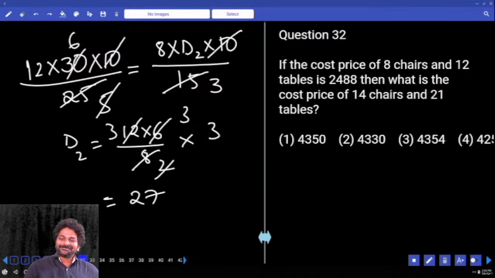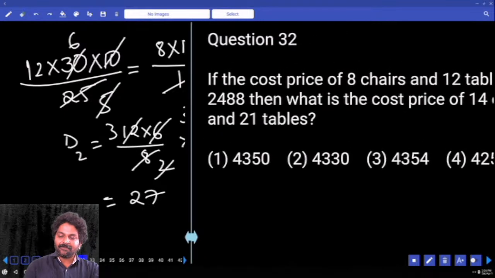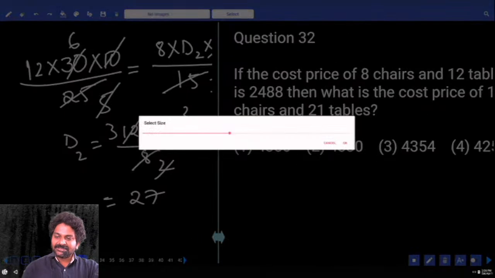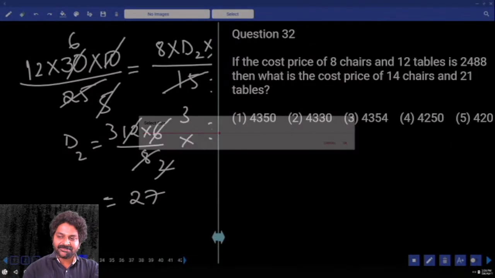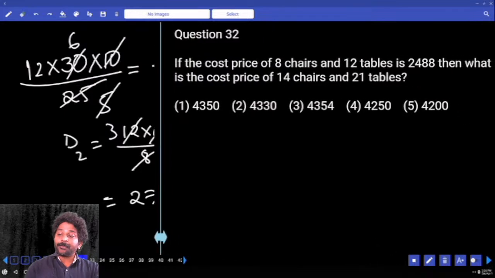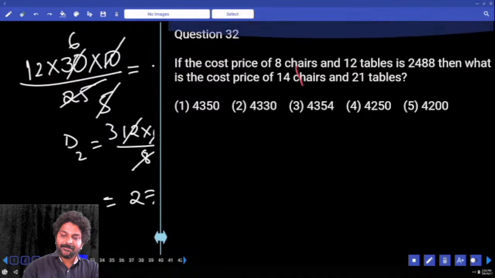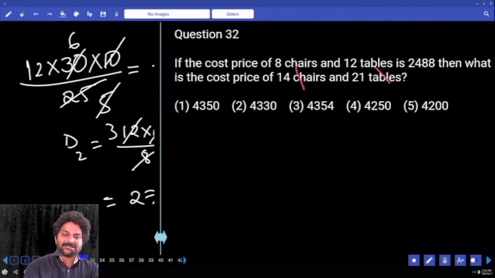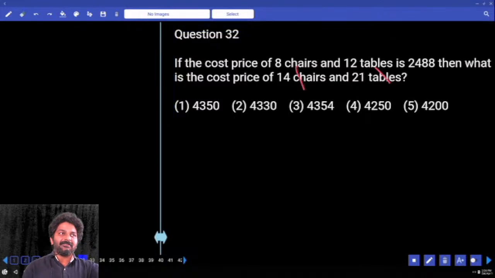The cost price of 8 chairs and 12 tables is 2,488. Then what is the cost price of 14 chairs and 21 tables? Now we have discussed many times. Sometimes for these type of questions we'll get the answer and sometimes the answer cannot be determined. If the chairs and tables are in the same proportion, then we will get the answer.